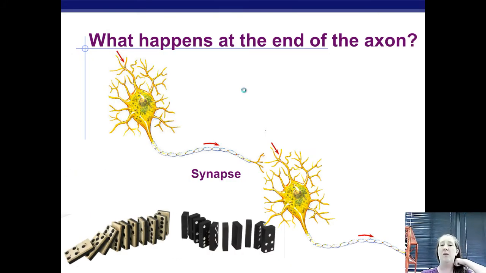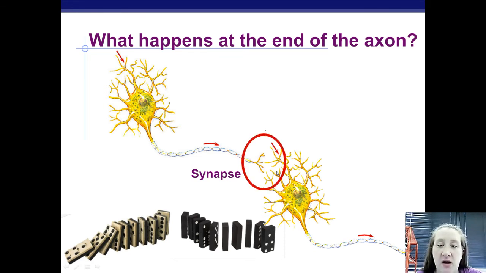Now, what happens when a signal gets to the end of a neuron? It gets to the end of the axon, it goes to the synaptic terminals. Remember, this is the very end. Remember, I told you that one neuron could connect to another neuron, or it could connect to a muscle, or to the brain or the spinal cord, something like that. But here's the thing.